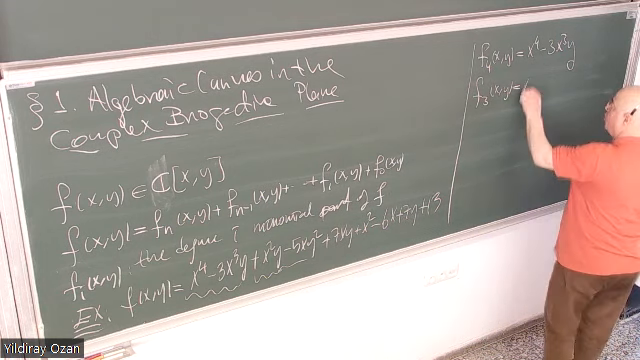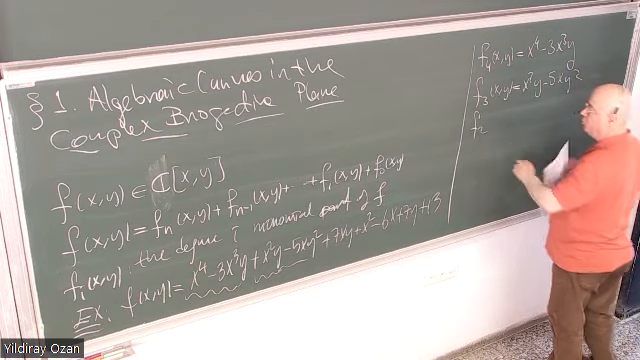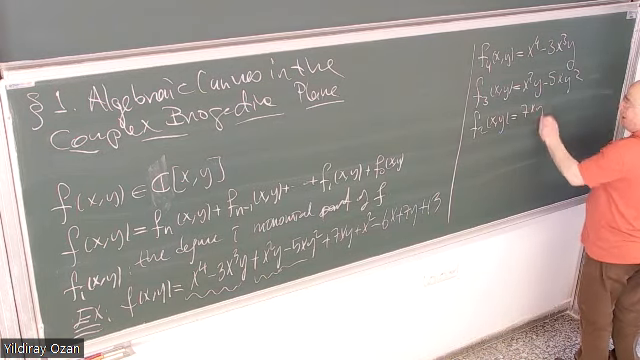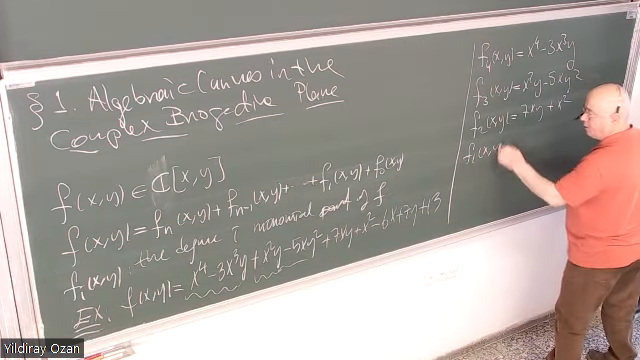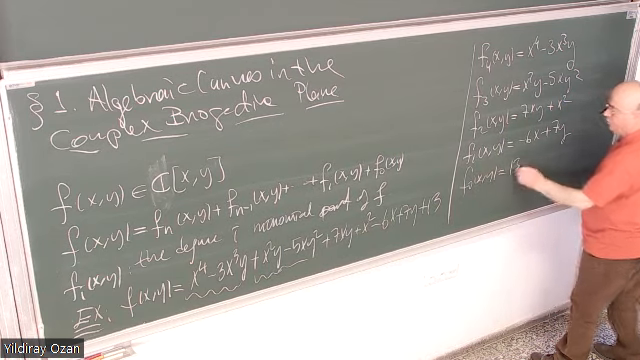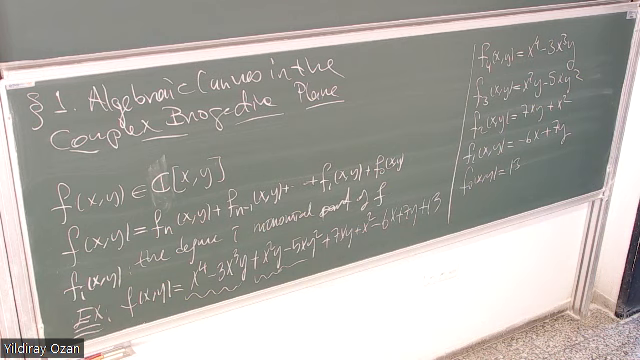It is x squared y minus 5xy squared. f2(x,y) is 7xy plus x squared. f1(x,y) is minus 6x plus 7y, and f0(x,y) is 13.